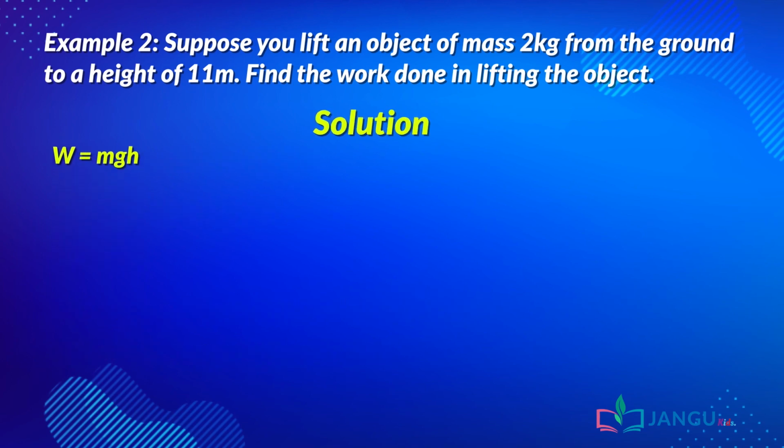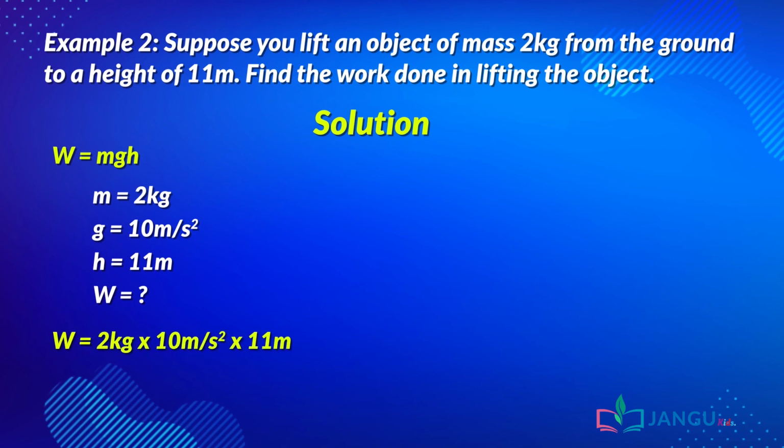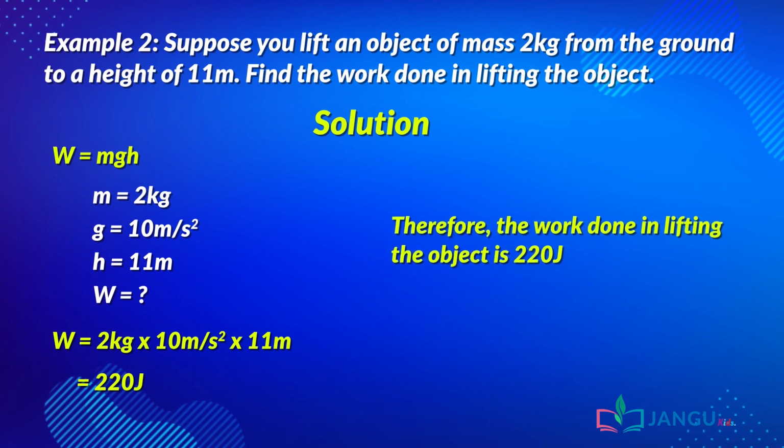To find the solution, m is equal to 2 kg, g is equal to 10 meters per second squared, h is equal to 11 meters, and W is unknown. W is equal to 2 kg times 10 meters per second squared times 11 meters, equal to 220 joules. Therefore, the work done in lifting the object is 220 joules.